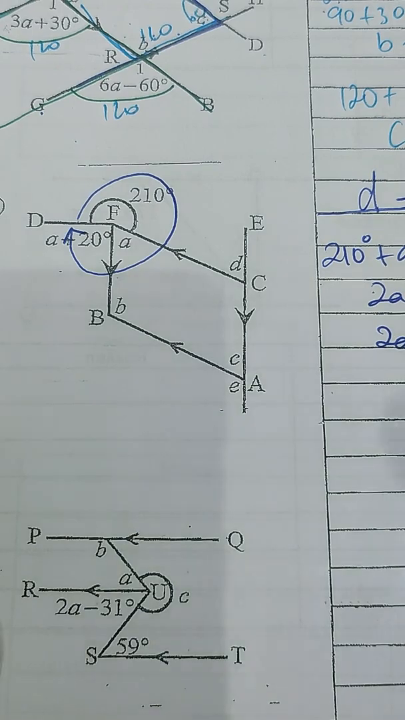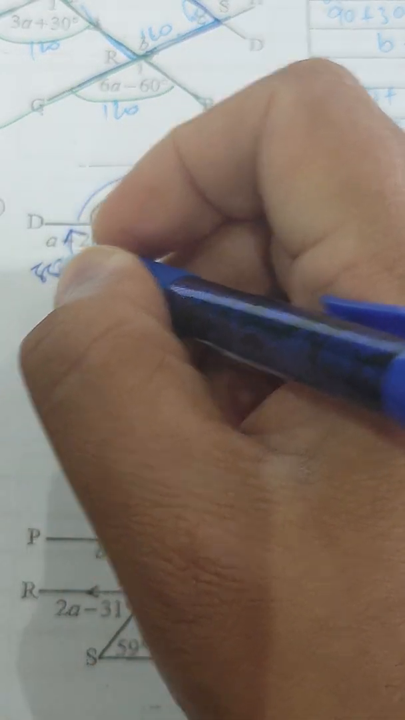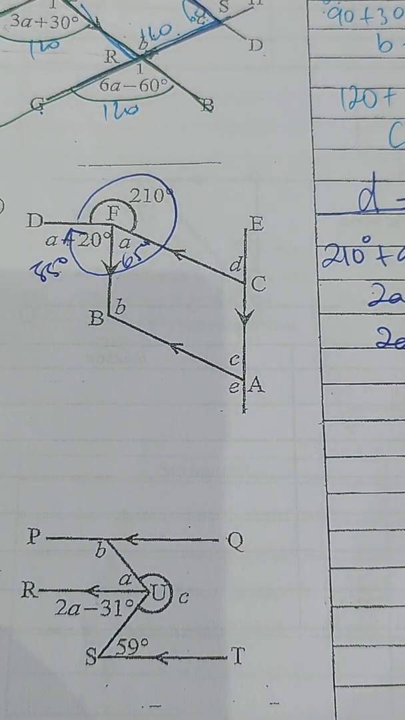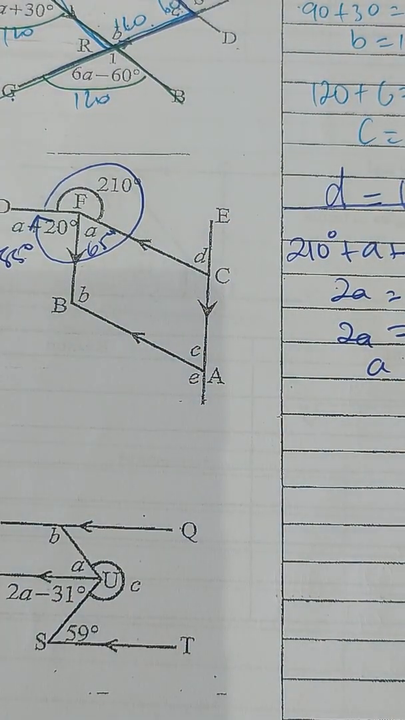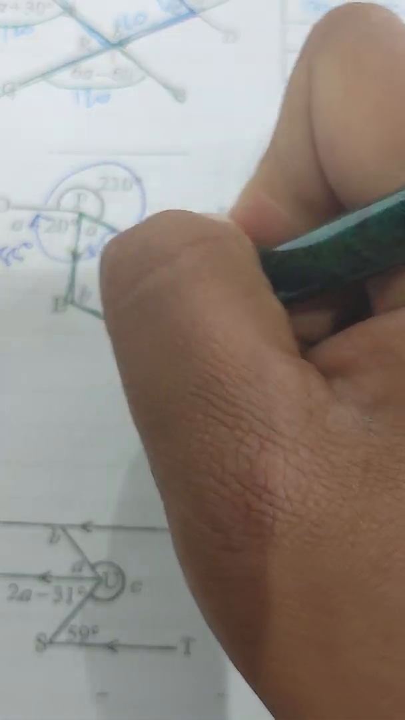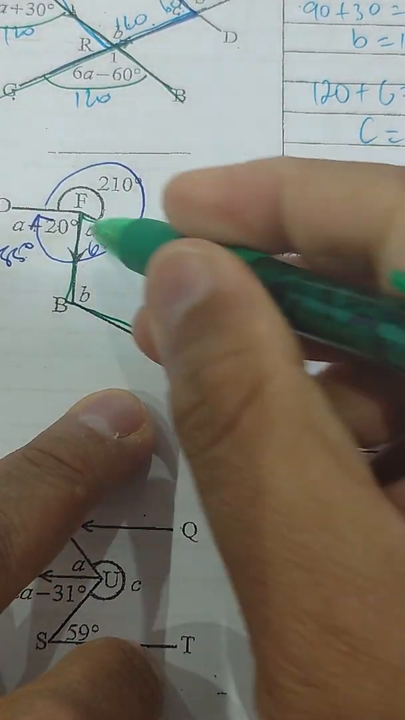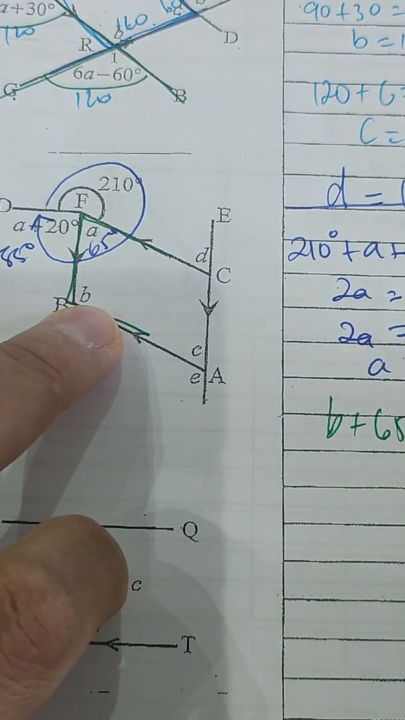So for the diagram, this would be 65. This is going to be 85. So 65, 85, and 210 should be 360. Yeah. Okay. And let's look at B. We're looking at B now. You see here? There's your co-interior angles. You see the U there? So I say B plus 65 is equal to 180.